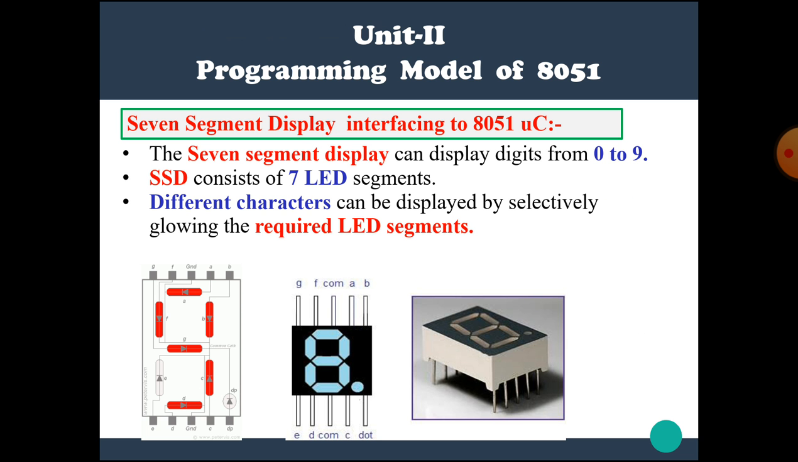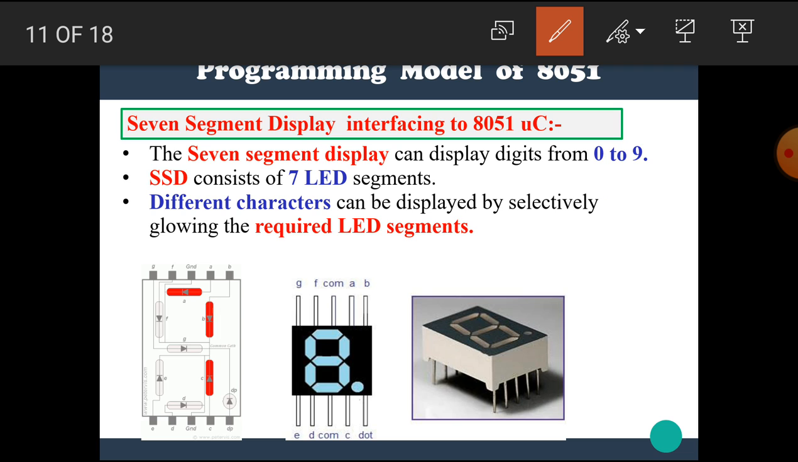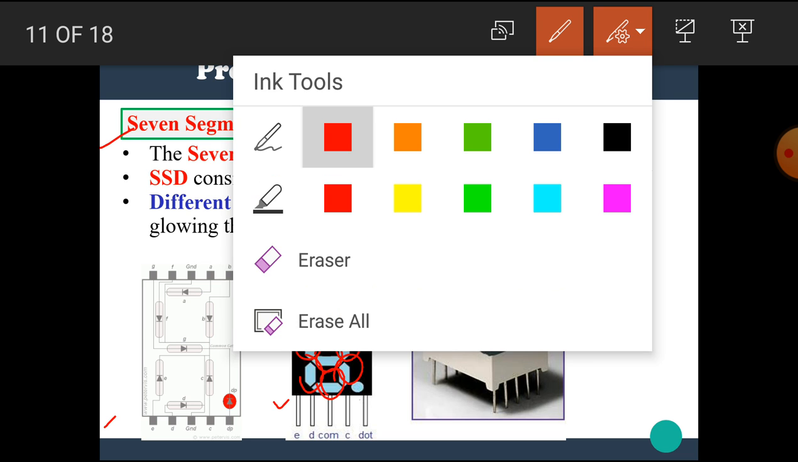Now let's see the next point, the 7 segment display interfacing to 8051 microcontroller. We are all familiar with this 7 segment display. The 7 segment display can display digits from 0 to 9. The 7 segment display consists of 7 LEDs. That means each segment is an LED. There are total 7 segments. That means there are total 7 LEDs in this type of display.